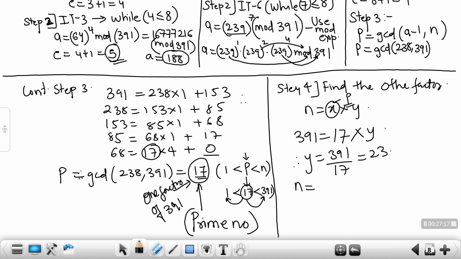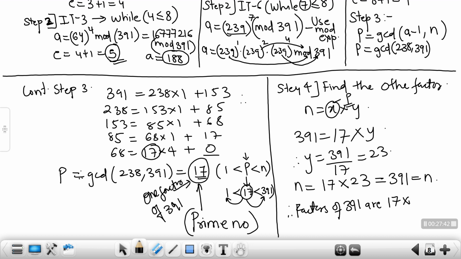Now to verify whether the factors are correct, I will take n and multiply the first factor 17 and the second factor 23, and see what the answer is. If I calculate 17 into 23, I get 391, which is nothing but my n. That means the two factors I have calculated are correct. So we write down: therefore, factors of 391 are 17 and 23. This is your final answer for the number 391.